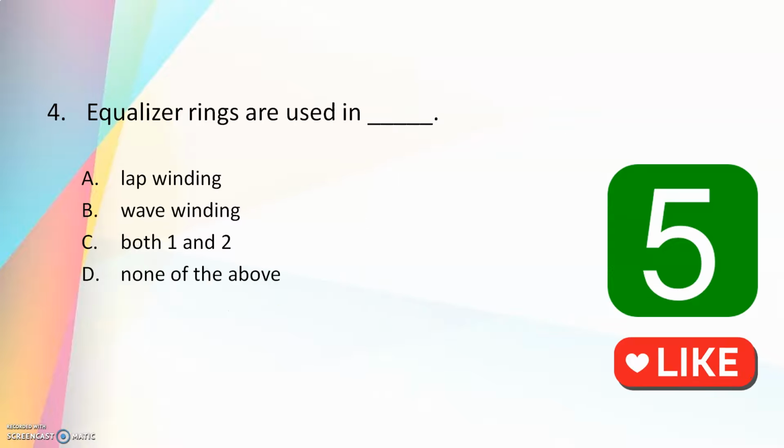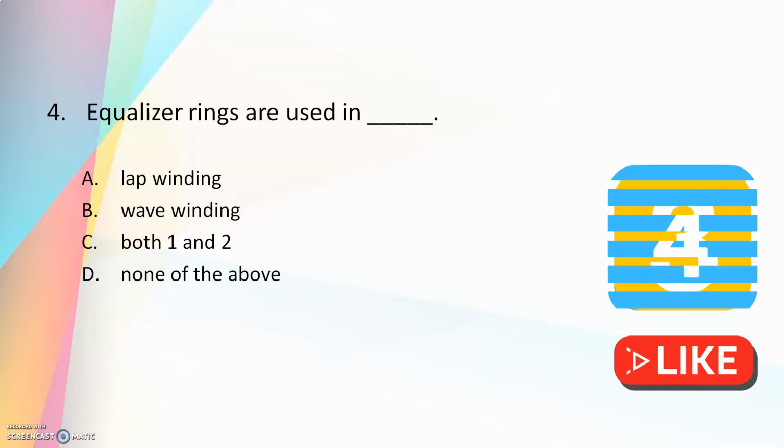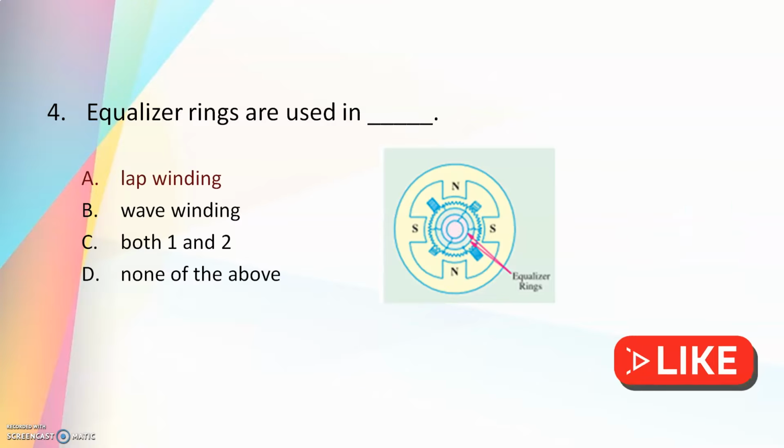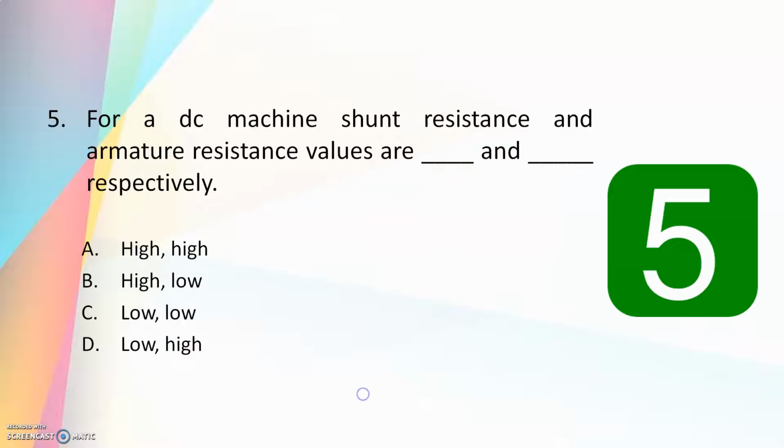Equalizer rings are used in lap winding, wave winding, both A and B, lap and wave winding, none of the above. And the answer is lap winding. Equalizer rings are essential in lap winding than wave winding because more number of parallel paths are there.